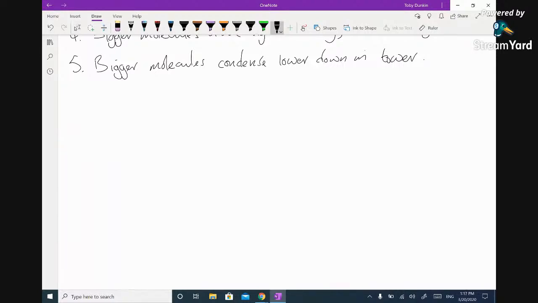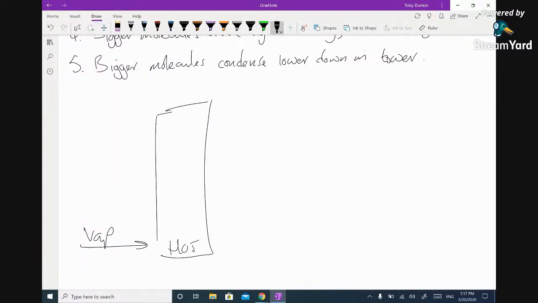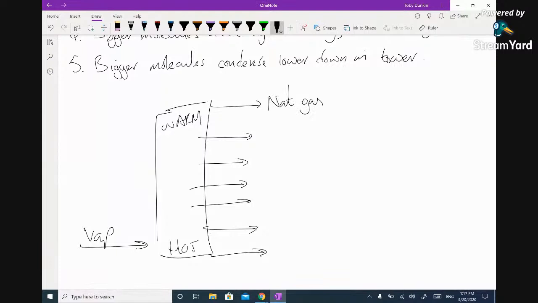So in terms of the tower, the vapor goes in, VAP, enters a tower, and that tower is hot at the bottom and warm at the top, not allowed to say cold, and the fractions come out at their different levels. So let's put all of them on. So we've got natural gas, sometimes called petroleum gas, or liquid petroleum gas, LPG, sometimes called.